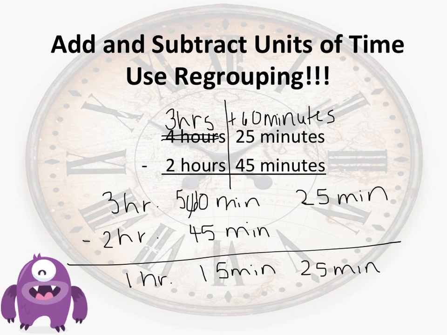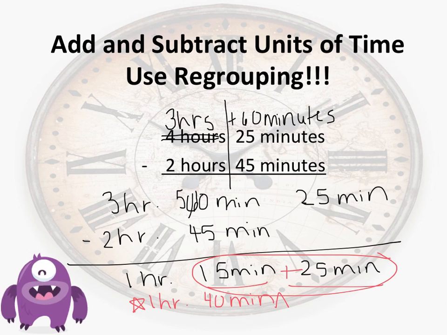I'm almost done, but notice I have 2 sets of minutes here. I need to add those together. 15 minutes plus 25 minutes is 40 minutes. So my final answer is 1 hour and 40 minutes.